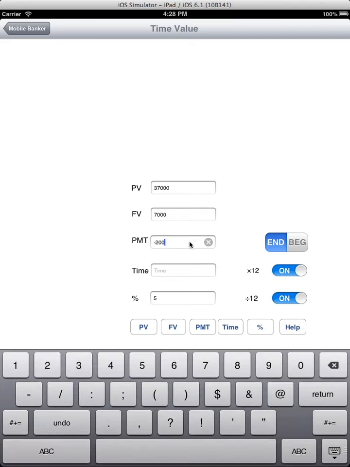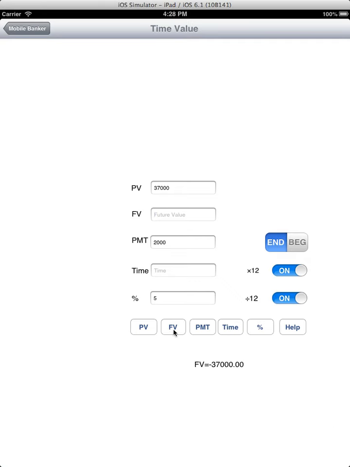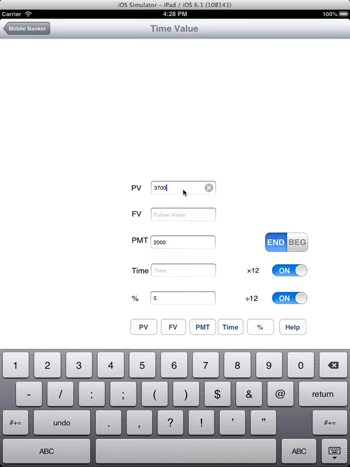Say I have $200,000, $200, and we want to calculate the future value. So that's what we did. Say the future value is 3,000, and present value is minus 100, and time is 5.